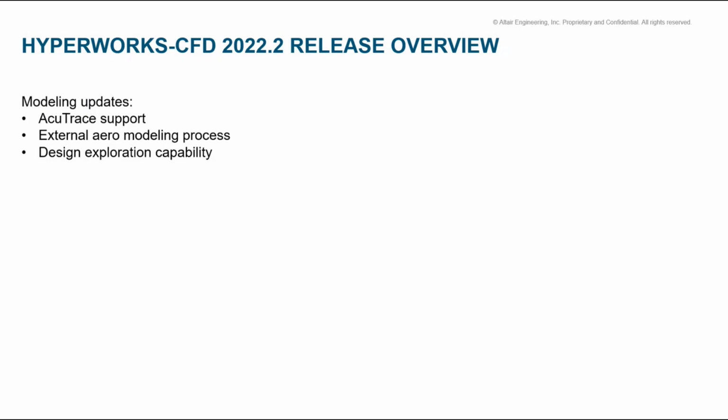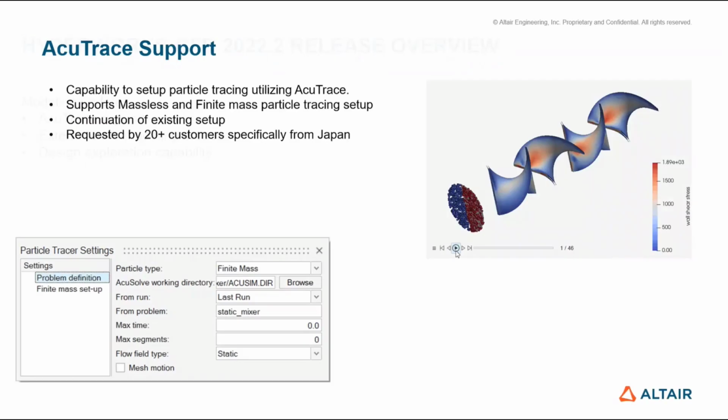Too many twos in that. I'll first cover the modeling updates, and then later Mike will cover the post updates, and then we'll go through the future roadmap aspect. For the modeling updates, we have three items. One is we added the AcuTrace support, then the external Aero modeling process and design exploration capabilities. This release, we focused on the customer requested solutions and added those support in our UI. So let's get started with the AcuTrace support.